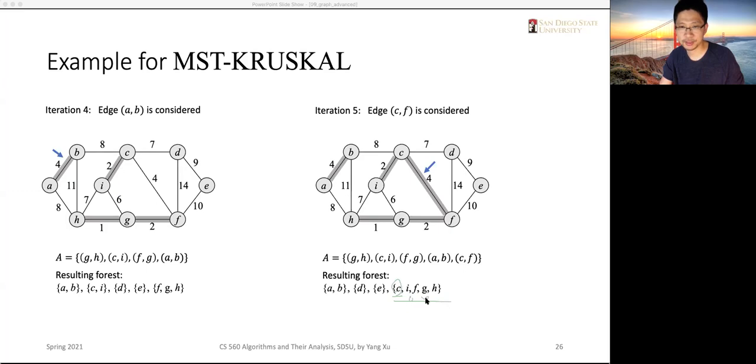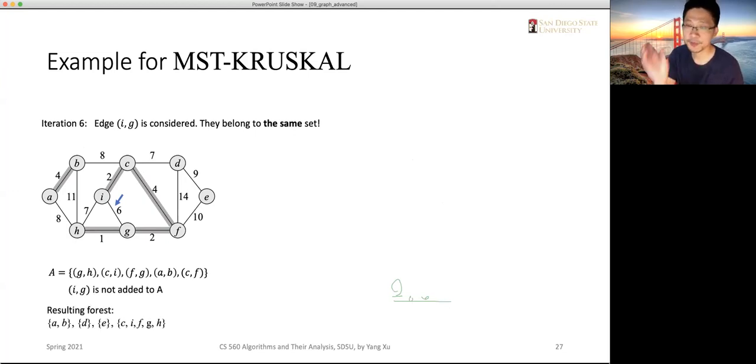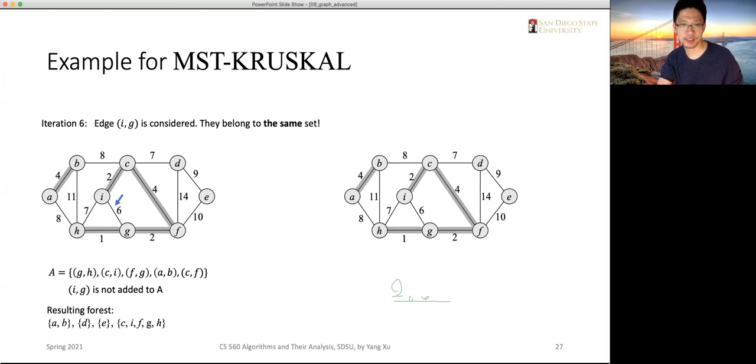The I and G are already in the same set. So we're going to skip this edge and not add it to A, because if we add it, then we'll form a cycle. And a cycle is not what we need. It's problematic, so we skip this edge and look at the next one.